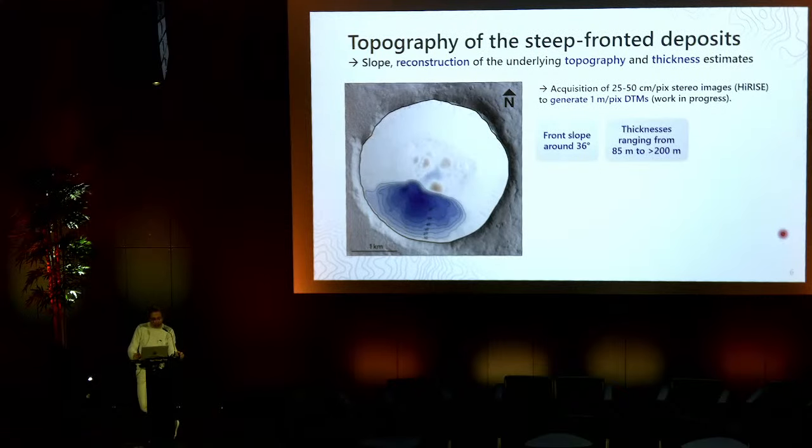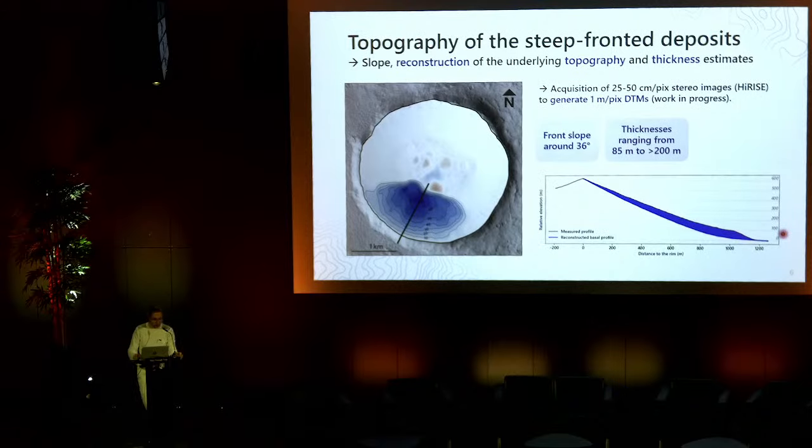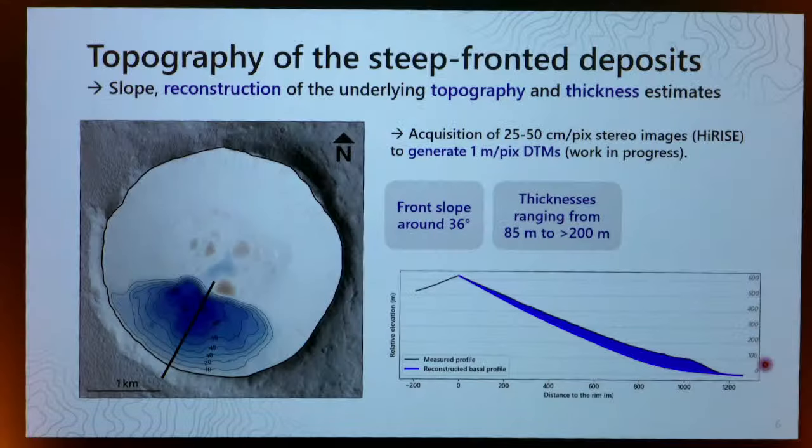We can also estimate the thickness of the deposit by trying to estimate the topography at the base of the glacier. So you have here a thickness map on the left and a cross-section on the right. And what you can see for this deposit is that the maximum thickness is around 85 meters. But we have other locations where these deposits can be more than 200 meters thick, which is actually quite huge considering their small spatial extent, because they are a maximum of a few kilometers wide.